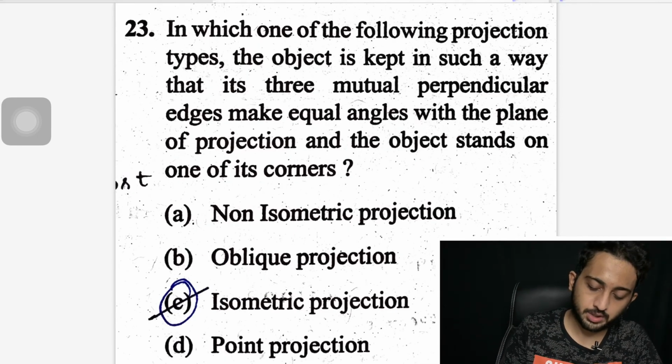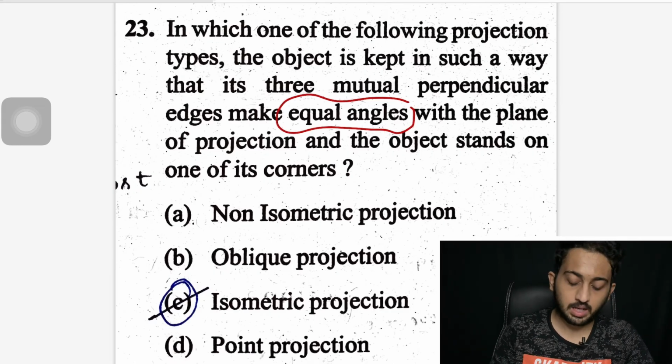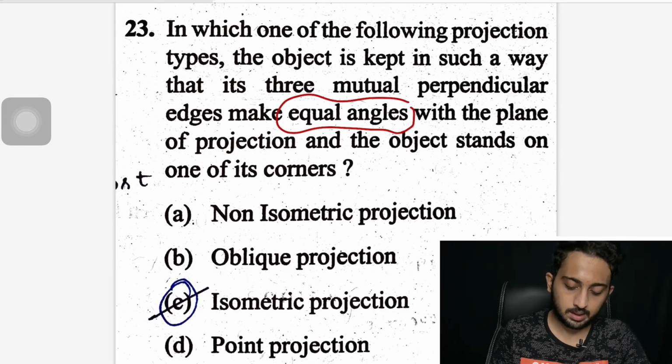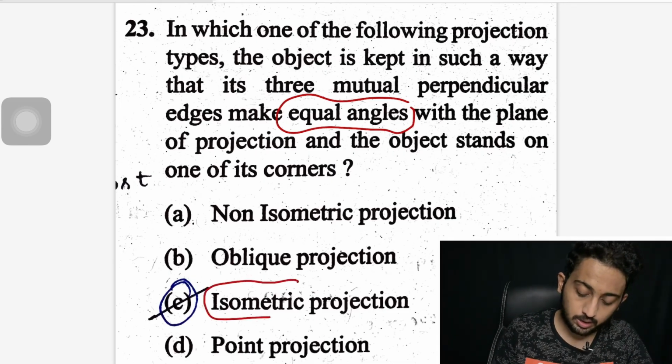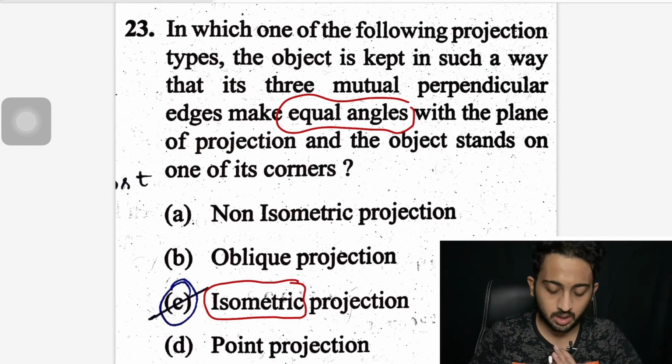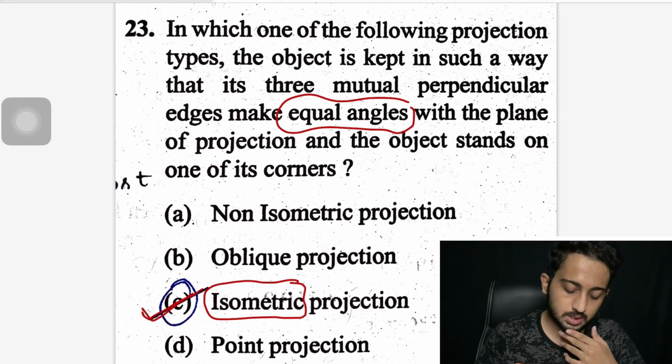In which of the following projection types, the object is kept in such a way that its 3 mutual perpendicular edges make equal angles? This is a keyword here, equal angles. I have never studied drawing, so I don't know exactly what this question is talking about. But when I looked at the options, isometric is the word which I know. Isometric means equal in magnitude or equal in angles, like that. So that's the reason I have marked this option.